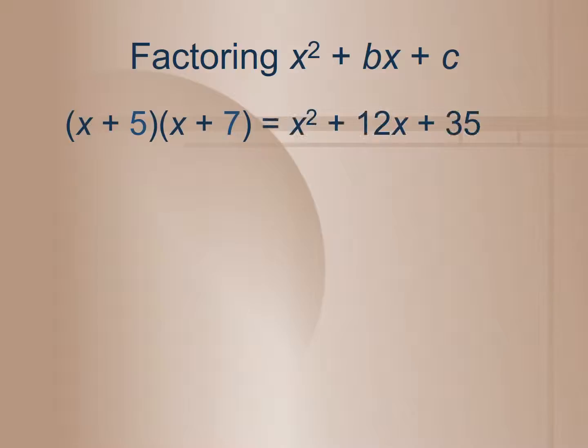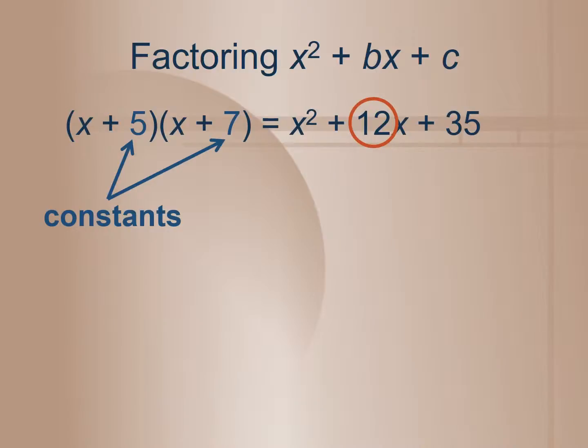So to begin, let's just look at x plus 5 times x plus 7. If we were to use the FOIL method for x plus 5 times x plus 7, we would get x squared plus 12x plus 35. Let's take a look at a couple of really neat things. Notice that 5 times 7 is 35, right? So your constants, 5 times 7, tell us that this is 35. But notice that if you add those constants together, you get this number in front of x. 5 plus 7 is 12.